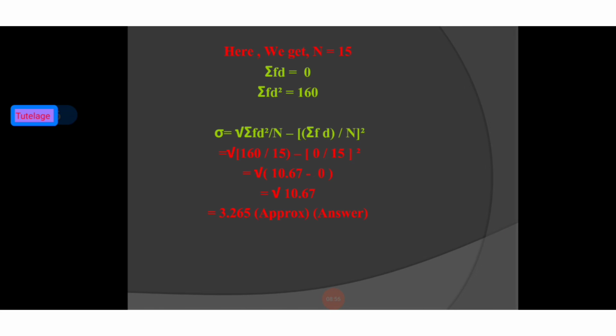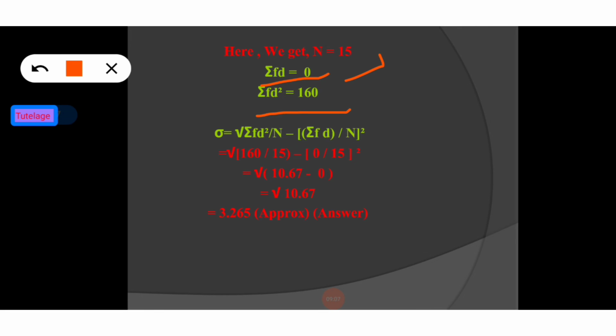So here we can see from the table we already get n is equal to 15, summation fd is equal to 0, summation fd square is equal to 160. So the formula is sigma equals root over summation fd square by n minus summation fd by n whole square. So summation fd square, that means 160, so 160 by 15, minus summation fd divided by n whole square. So 0 divided by 15 whole square, that means 0.